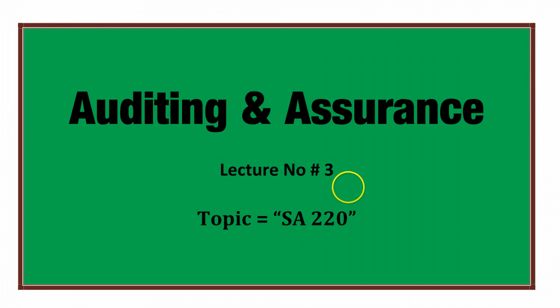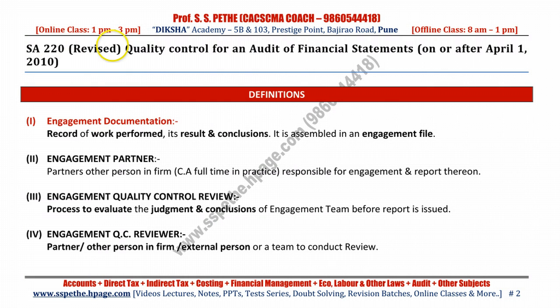Auditing and Assurance, lecture number 3. Topic is Standards on Auditing 220. This standard focuses on quality control. So 220 means quality control for an audit of financial statements.